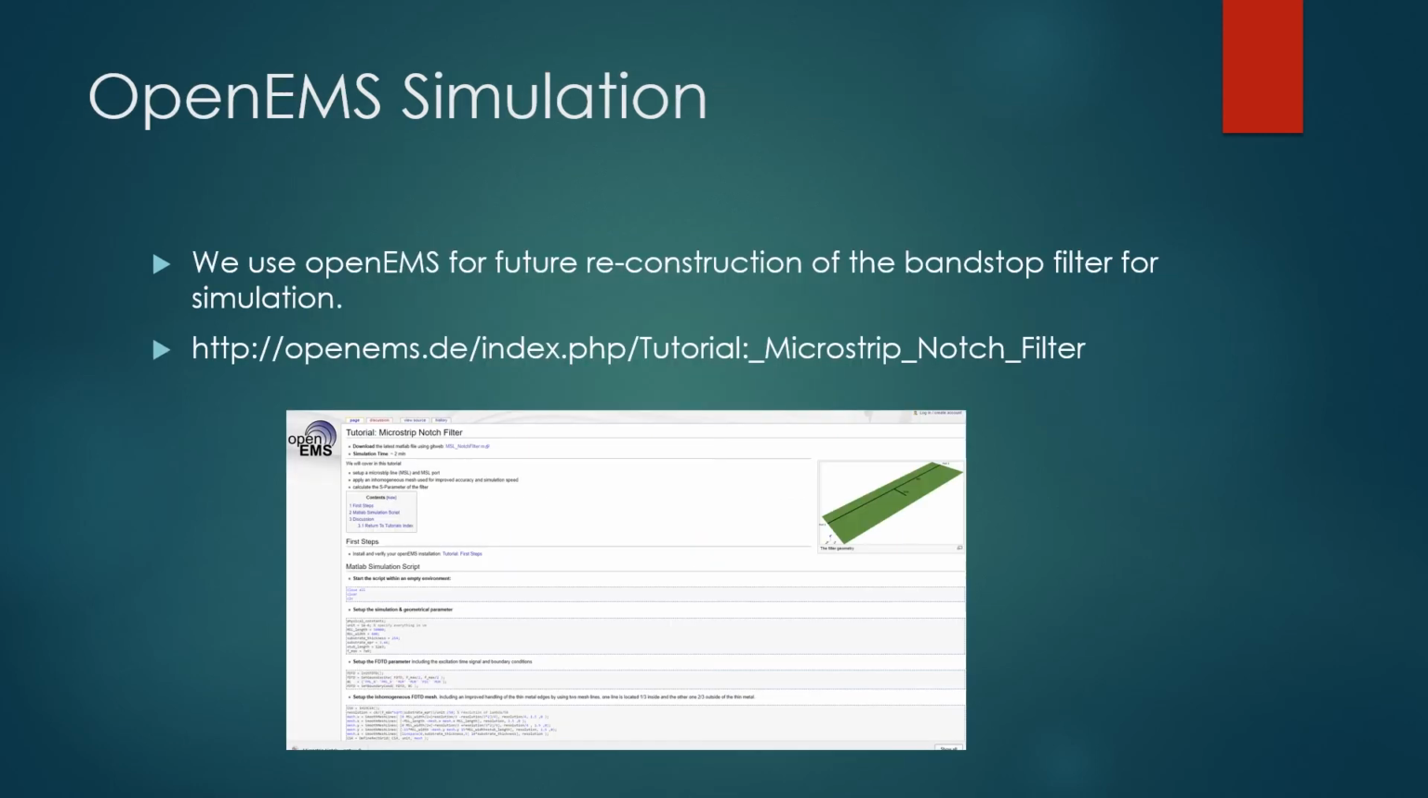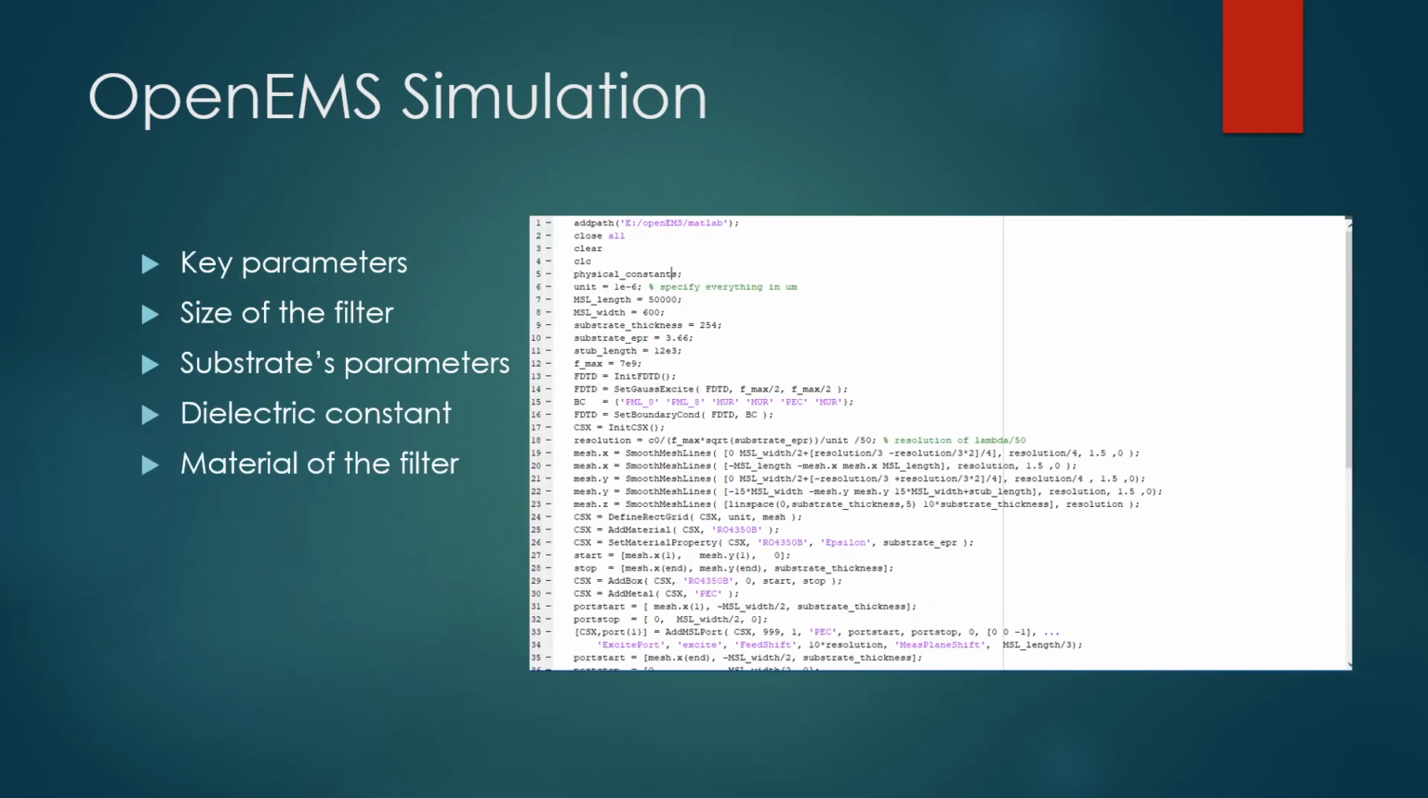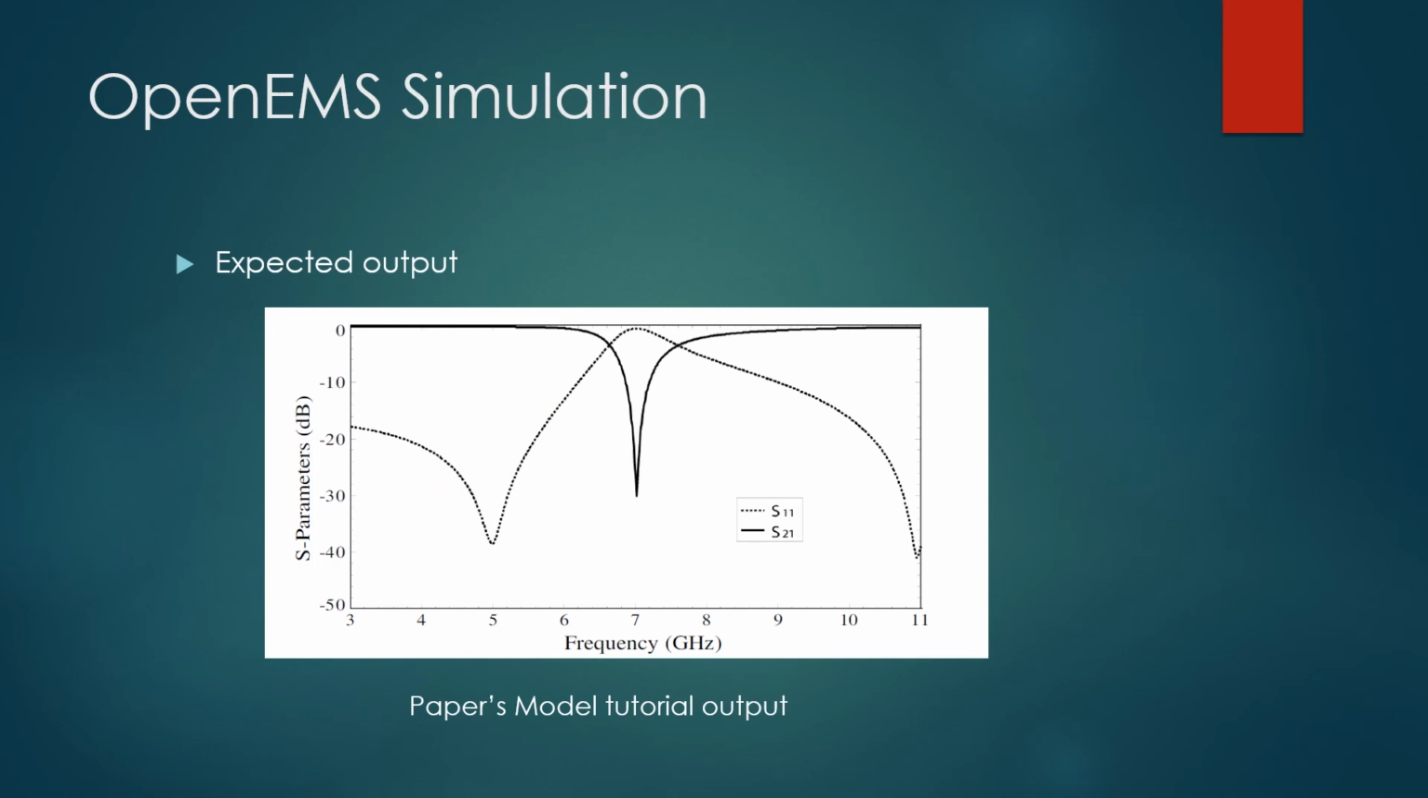Since we couldn't build a micro-notch filter physically, we're going to use OpenEMS, which is a program based on MATLAB, to simulate the micro-notch filters. In this link, there's a tutorial on the OpenEMS website that we're going to use to set up the micro-notch filters. There are a few parameters that we need to keep an eye on before we set up the simulation, which are the size of the filter, substrate parameters, dielectric constant, and the materials of the filter. We're expecting to get the same output as the one mentioned in the paper after we put the model into OpenEMS, which is the one that is shown in the graph.